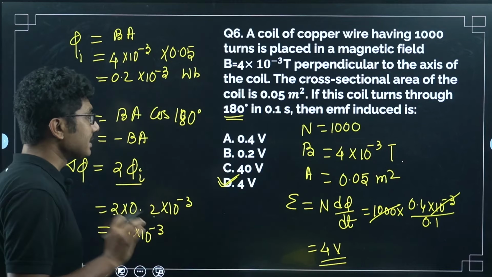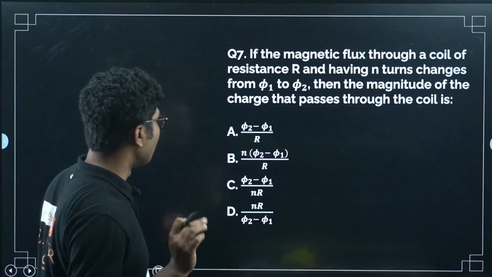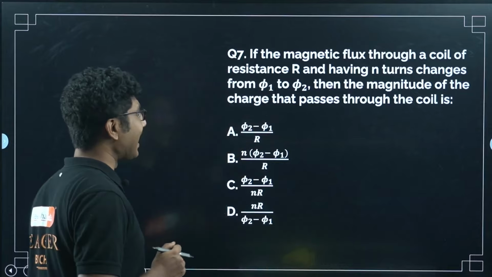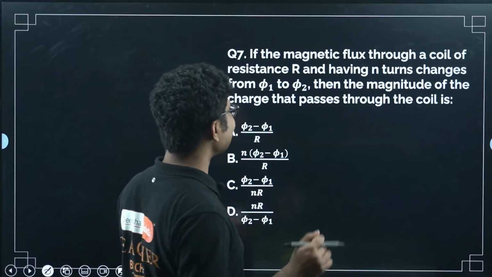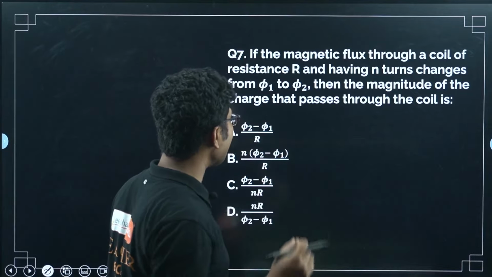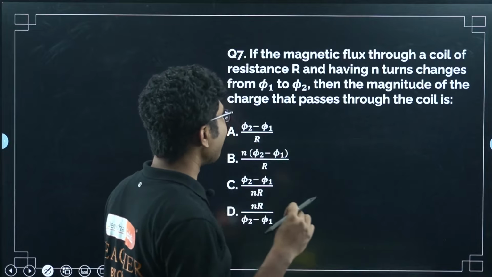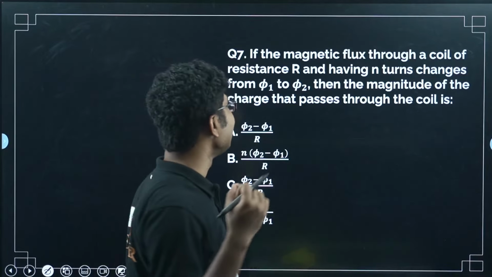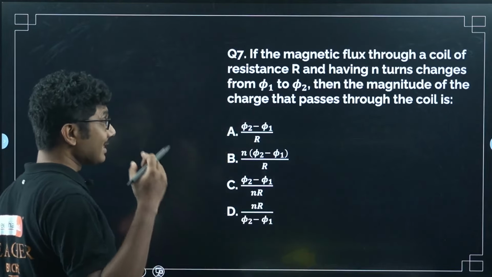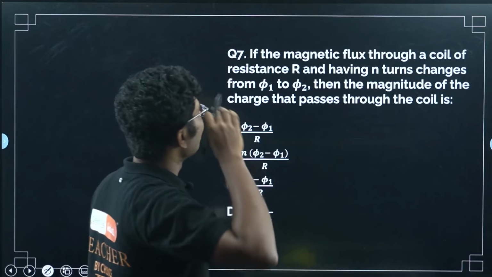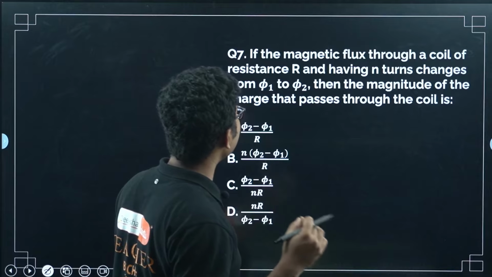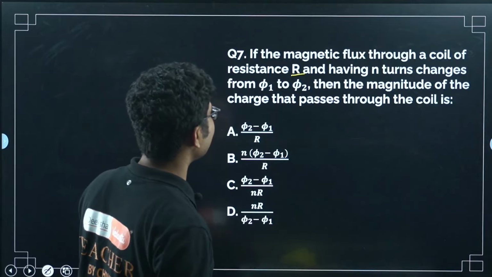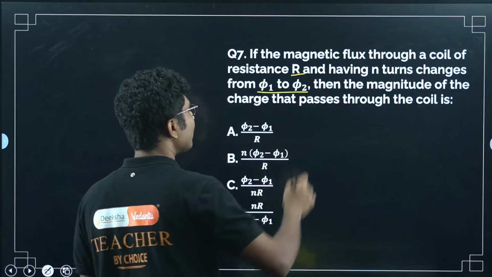This is a very interesting question, an important question. Now, the magnetic flux through a coil of resistance R and having n turns changes from phi 1 to phi 2. Then the magnitude of the charge that passes through the coil is... a very interesting question. Okay, so the magnetic flux through a coil of resistance R and having n turns changes from phi 1 to phi 2.